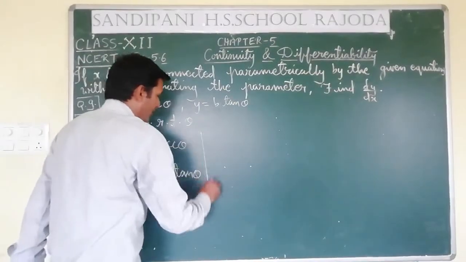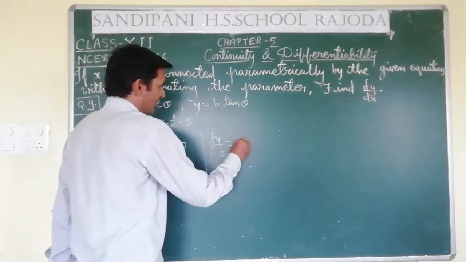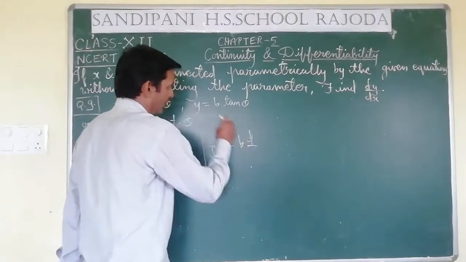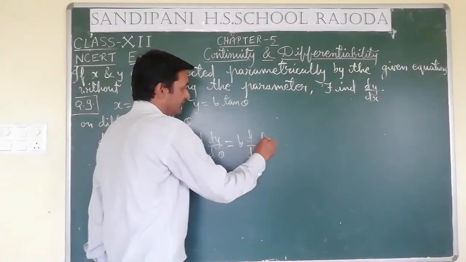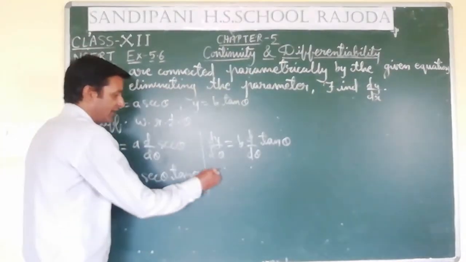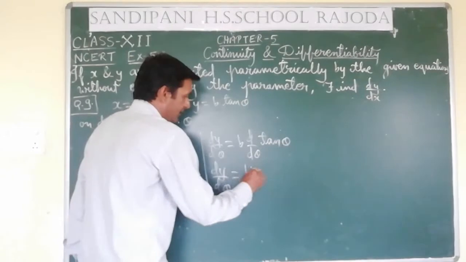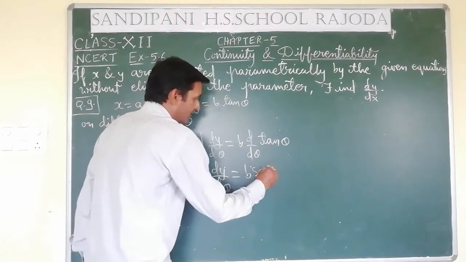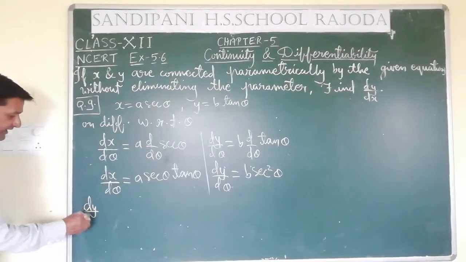Now we have to find dy by d theta. So dy by d theta is equal to b, taken out because it is a constant, and then d by d theta of tan theta. Differentiation of tan theta is sec square theta. So dy by d theta is equal to b sec square theta.